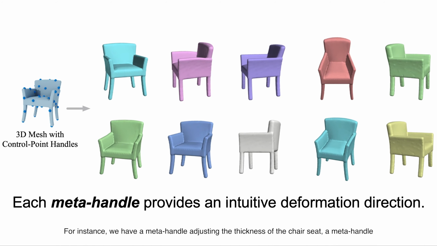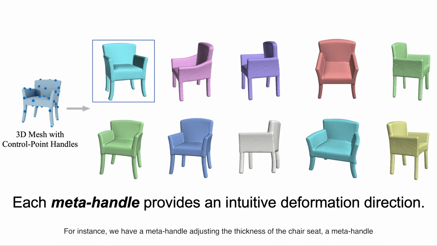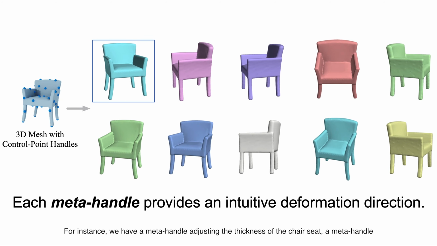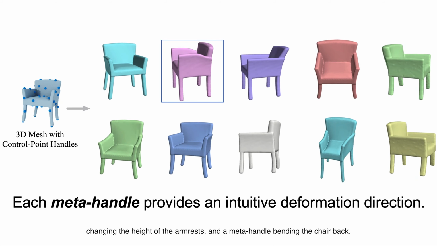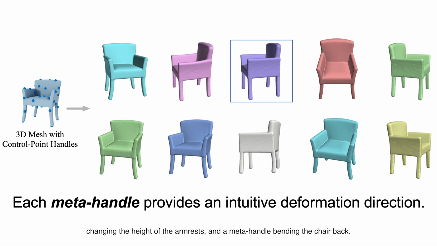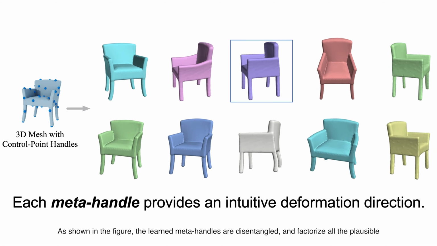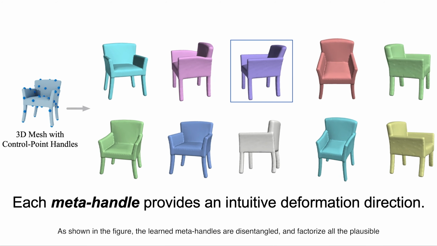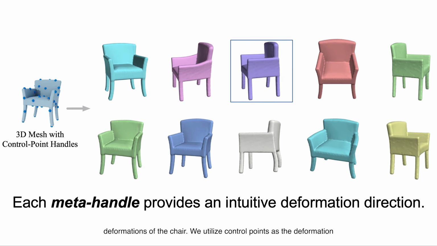For instance, we have a metahandle adjusting the thickness of the chair seat, a metahandle changing the height of the armrests, and a metahandle bending the chair back. As shown in the figure, the learned metahandles are disentangled and factorize all the plausible deformations of the chair.